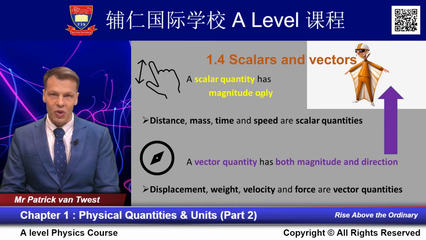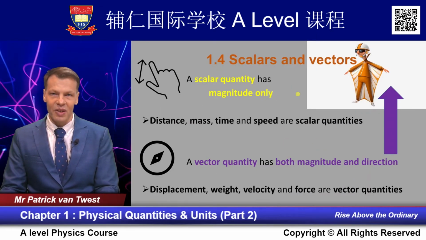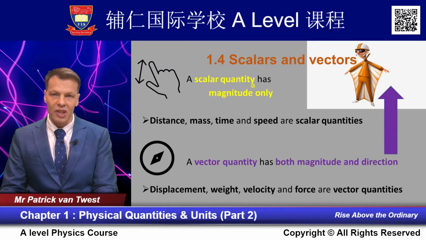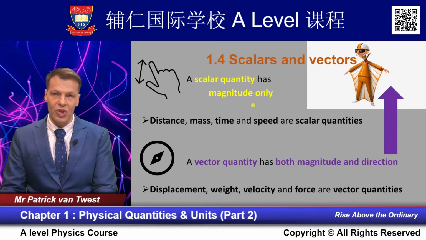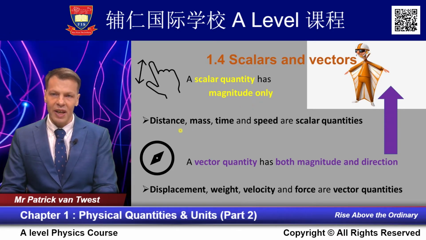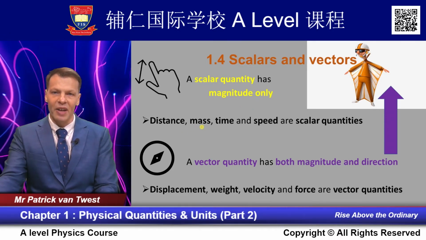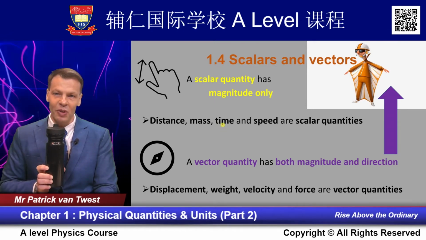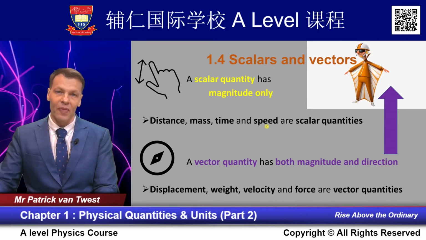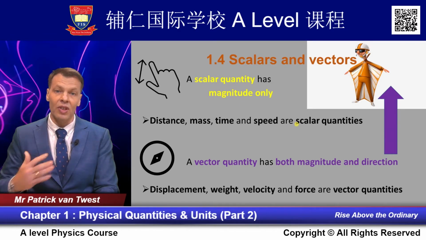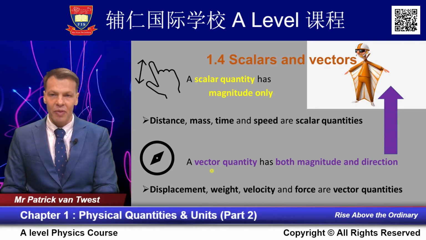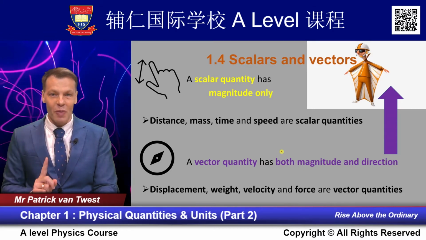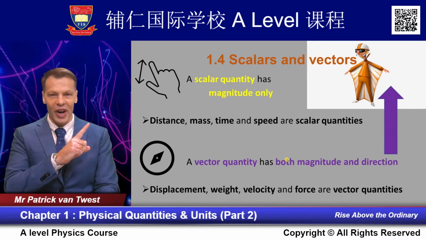Okay, moving on to scalars and vectors. These are two different types of quantity. A scalar quantity has magnitude or size only. So things like distance, mass, time or speed, or the length of this bottle, the mass of this bottle, are scalar quantities. They just have a size or a number. But a vector quantity has two things: both magnitude and direction.